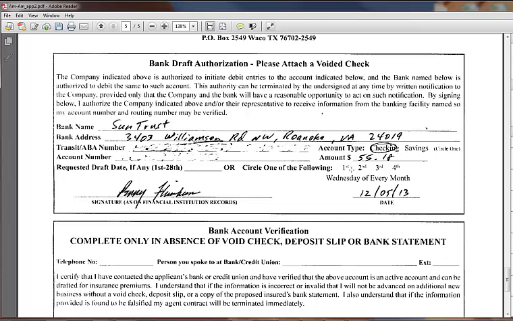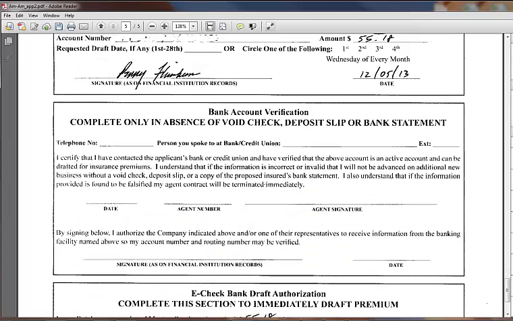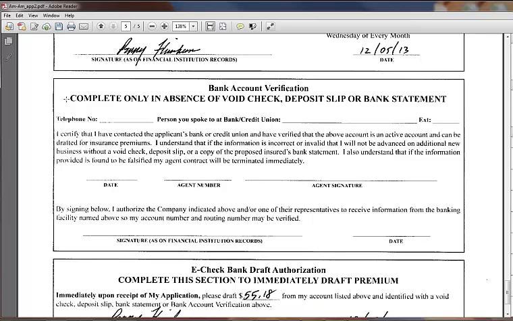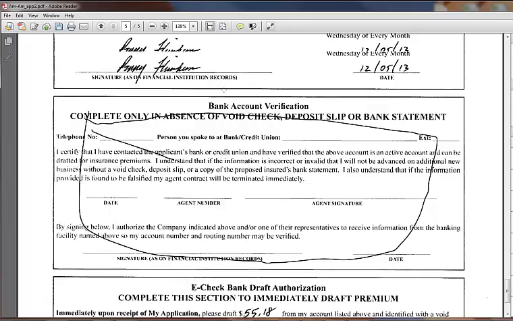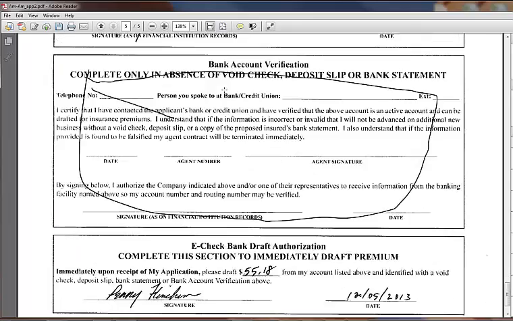Make sure you put the amount that they're authorizing to charge. And then in this area, since this is on a computer screen, I can't show you what I normally do, but I normally, in this area, put the voided check, and I just tape the voided check right in there, and then when I submit that, they've got a copy of that.